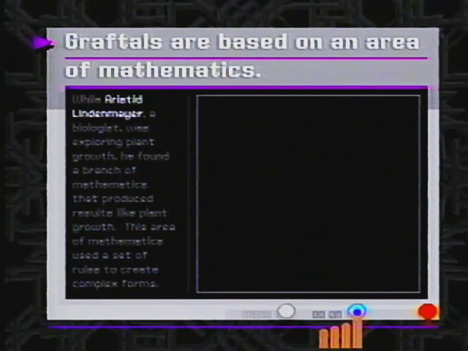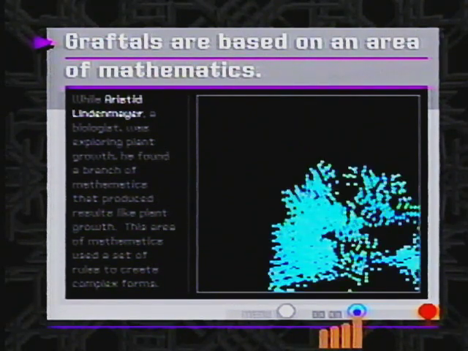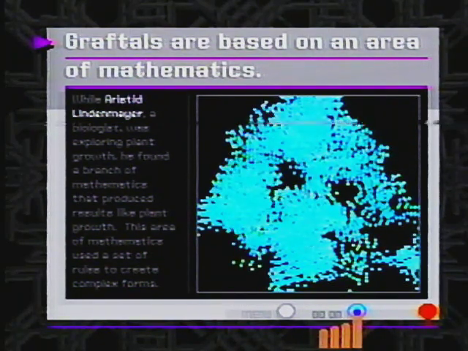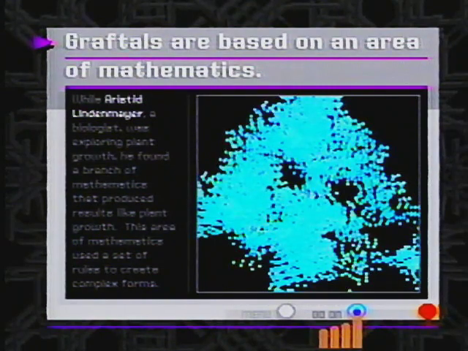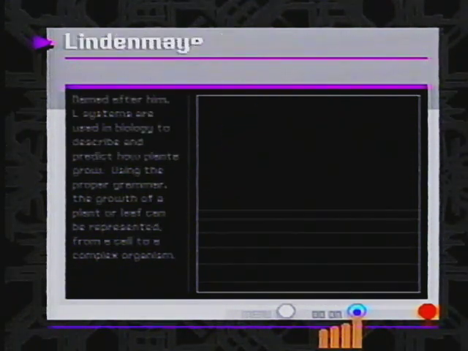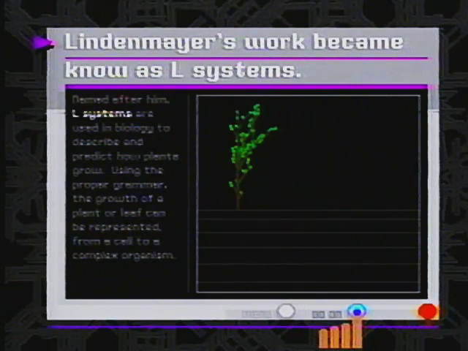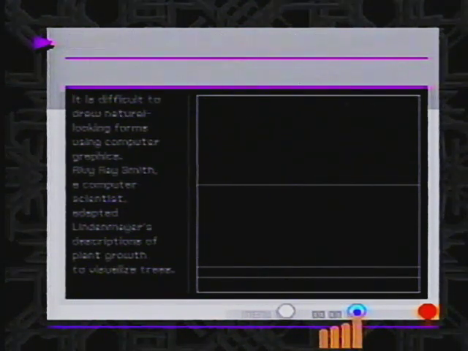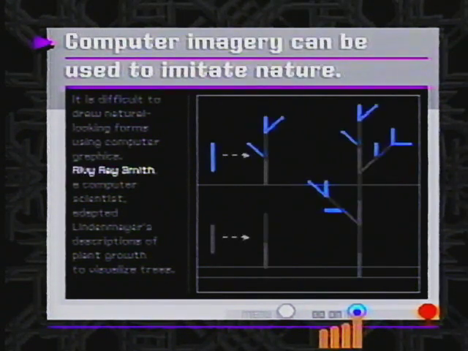Graphtals are based on an area of mathematics. Aristide Lindenmayer, a biologist, adapted this branch of mathematics which uses a simple set of rules, called a grammar, to create complex forms. Lindenmayer's work became known as L-systems. L-systems produce results which resemble the patterns of plant growth and are used in biology to describe and predict how plants grow. Computer imagery can be used to imitate nature. Using the proper grammar, the growth of a simulated plant can be illustrated, from a single cell to a complex organism.